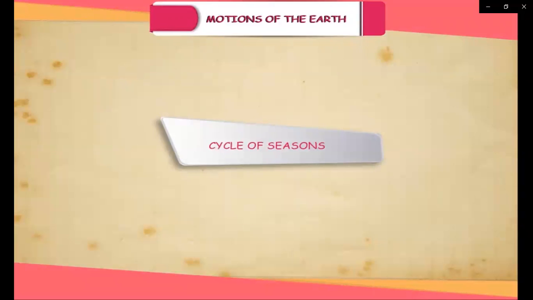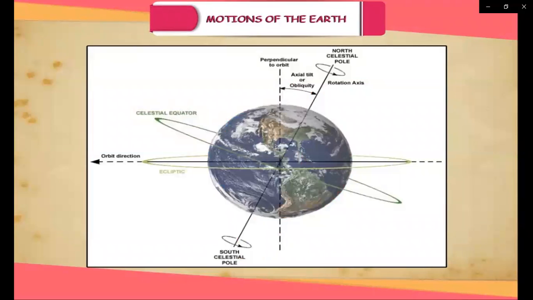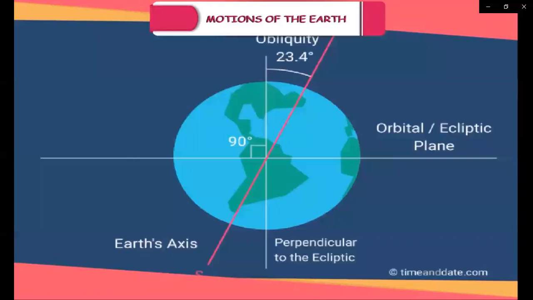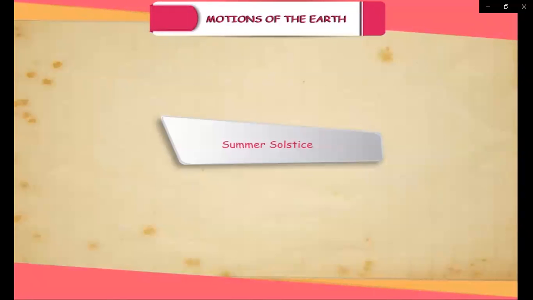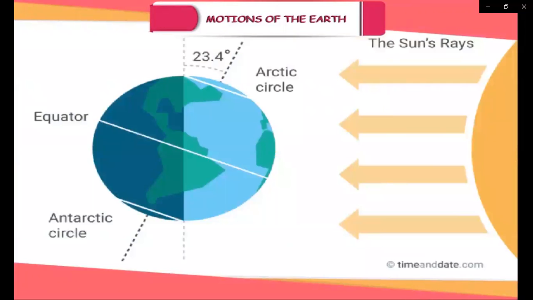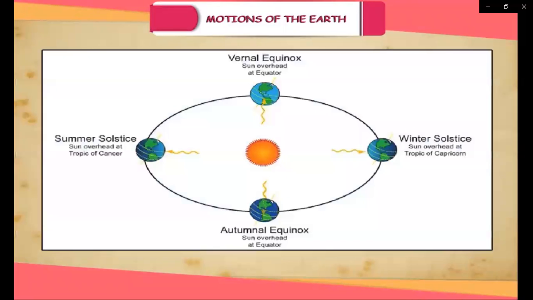Cycle of seasons. The inclination of the Earth's axis and the revolution on its orbit are together responsible for the change of seasons throughout the year. Summer solstice. Look at figure number 4.2. You will find that on 21st June, the northern hemisphere is tilted towards the Sun.